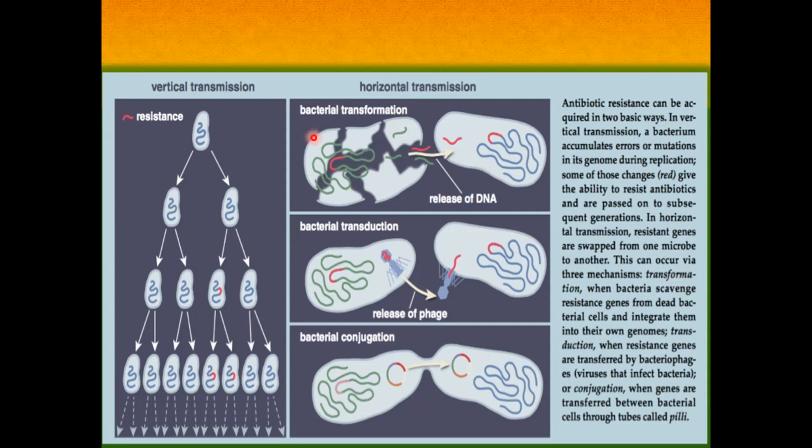One is known as transformation, the first one that they've shown you. ठीक है, so this is what is happening when bacteria scavenge resistant genes from a dead bacterial cell. So these are dead bacterial cells. ठीक है, तो इसके अंदर से जो resistant gene है ये scavenger है. ठीक है, तो इसने इसके अंदर चला गया.